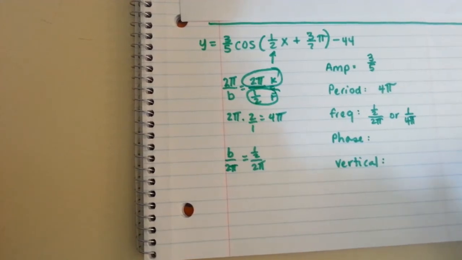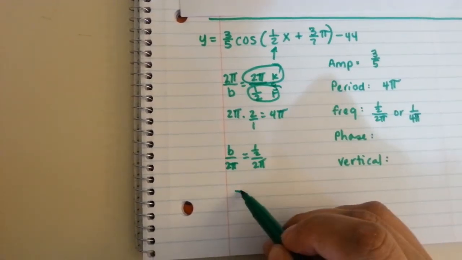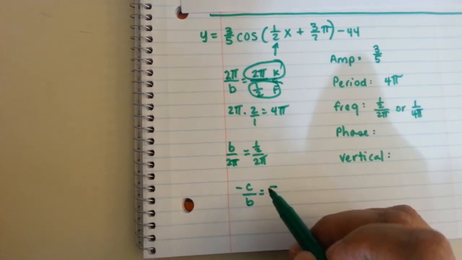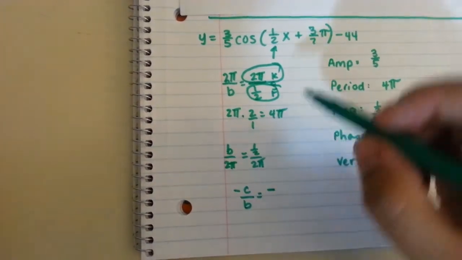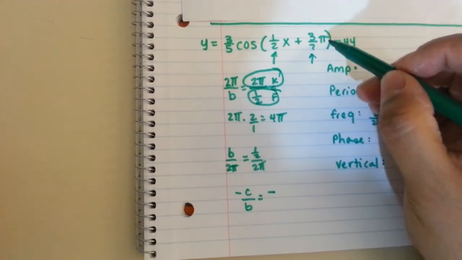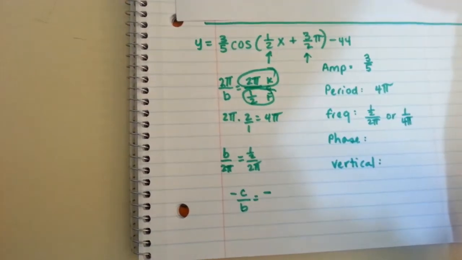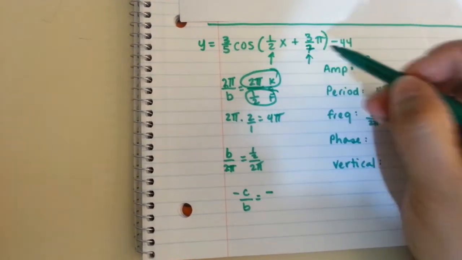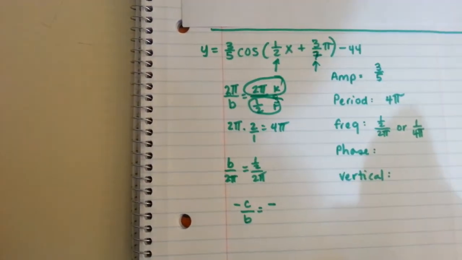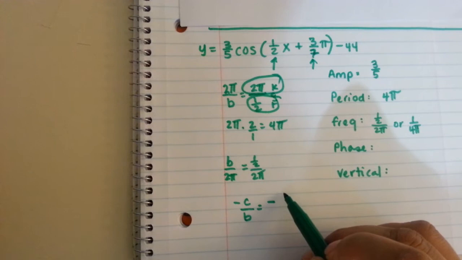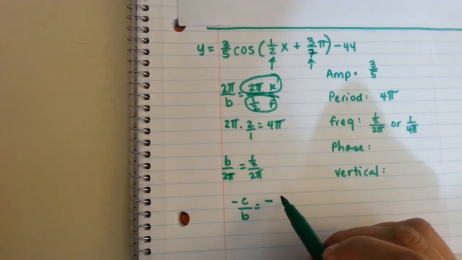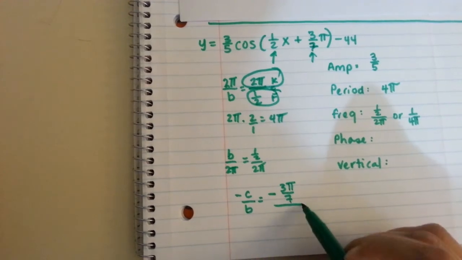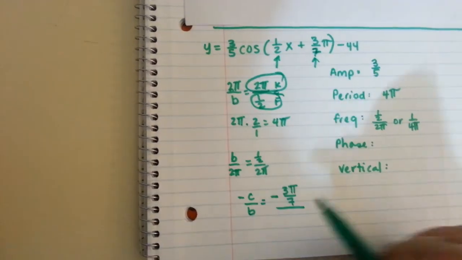Okay. Phase. The phase is -c over b. Negative. I never forget the negative sign. C is 3 pi over 7, actually. Sorry, I thought it was a 2. It's a 7. Alright, so negative from here. C is 3 pi over 7. And we're going to divide this by the b value. The b value is 1/2.